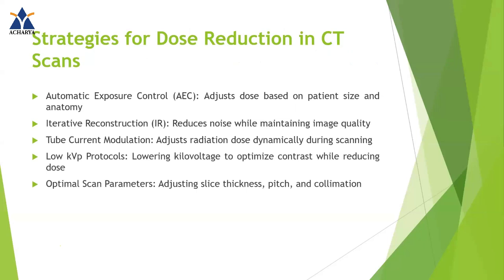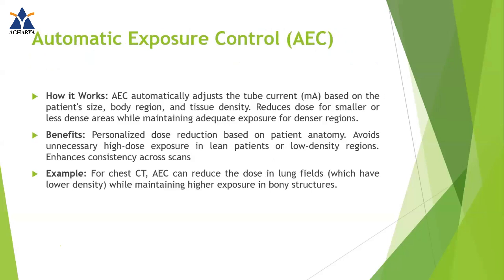So now one by one we'll see how the strategies, how dose reductions can be obtained for maintaining low dose CT scans. First will be automatic exposure control, iterative reconstruction, tube current modulation, low kVp protocols, and optimal scan parameters. So what does automatic exposure control do? Exposure control adjusts the mAs according to the patient size, for example patient size, body region, and tissue density.